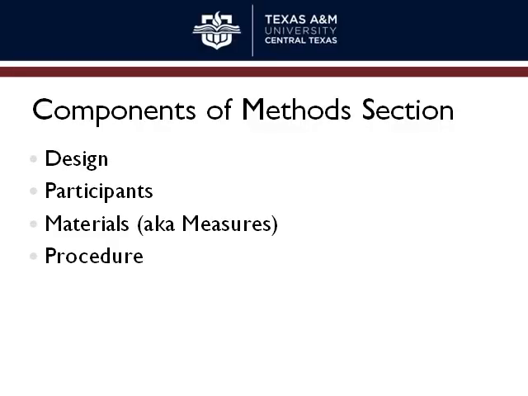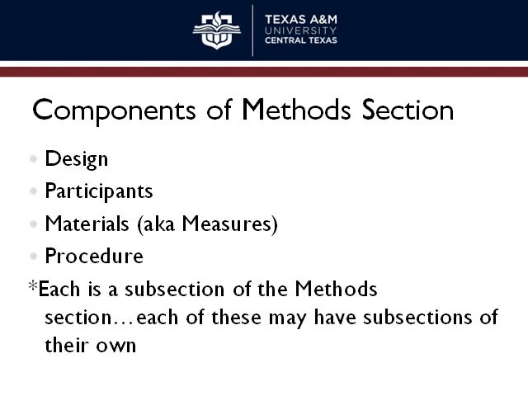Okay. The basic components of a method section: the design, participants, materials, sometimes called the measures section, and the procedure. Now each of these is a subsection of the methods section, and each may also potentially have further subsections of their own. Although typically design and participants don't, materials and procedure are the sections that sometimes you need to break down further if there's a lot of information there and it may help the reader to subdivide further.